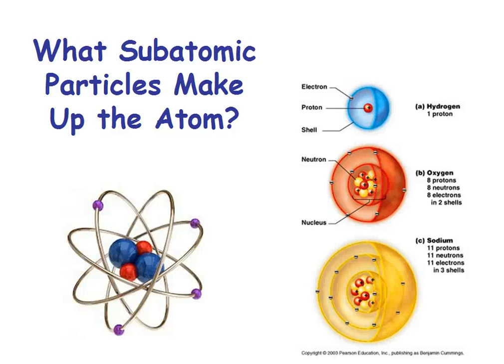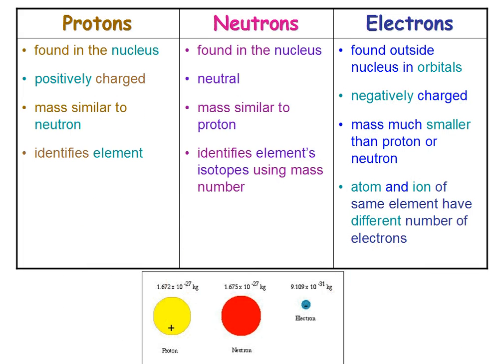This video is going to go over the particles that make up an atom and various numerical quantities we can get with that information. So the first thing we're going to talk about are the different particles. We've got our protons, our neutrons, and our electrons.